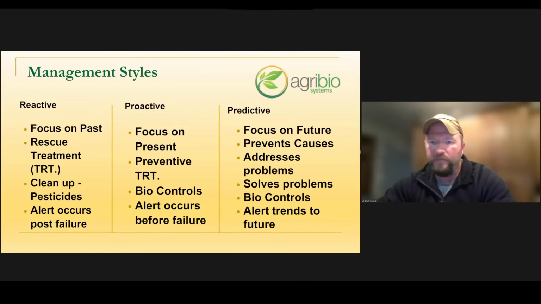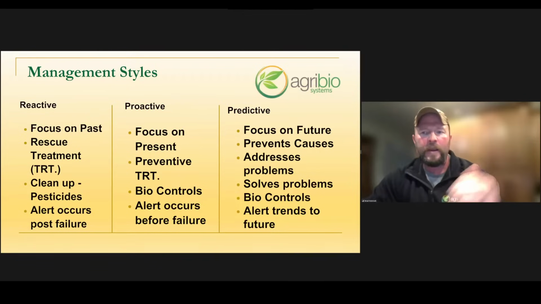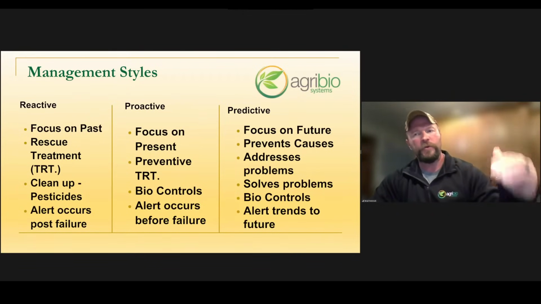Yet in a predictive style, and this is where you get into more of your functionality of soils and stress mitigation, it focuses on the future. It prevents causes. It addresses problems, but also brings solutions. It also involves biological controls, but alerts to trends in the future. And when you get into a predictive management style, you're thinking about things 1, 2, 5, 10 years down the road.